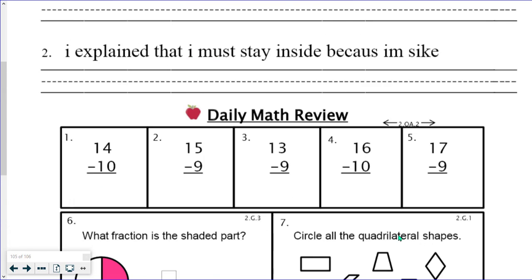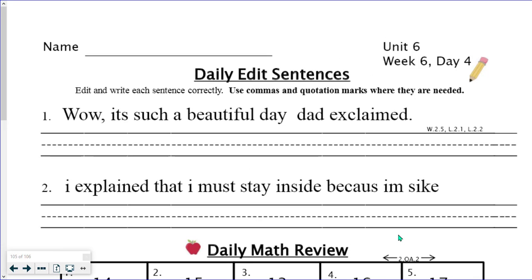All right, let's start checking from the top. "Wow, it's such a beautiful day," Dad exclaimed. So this is what Dad said, so we're going to put it in quotes. We'll start with one here, and then put one over here. It's an exclamation, so it's what Dad said. He's excited, so we're going to put an exclamation point.